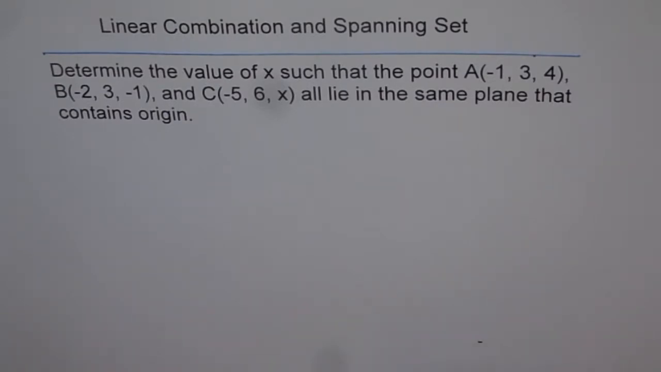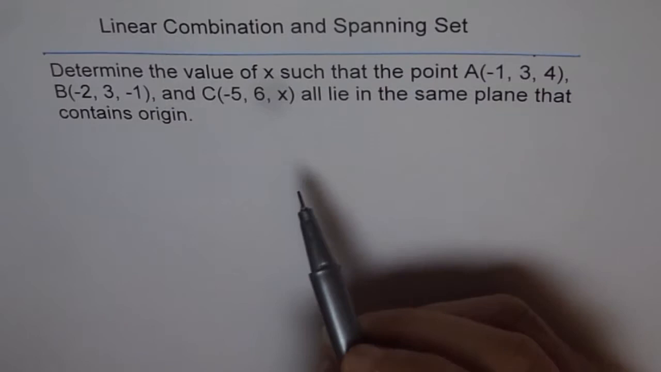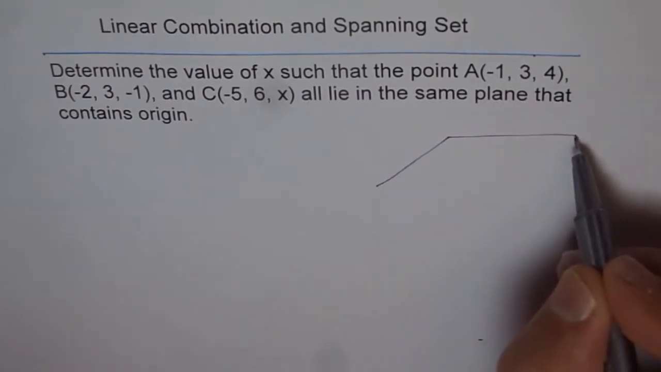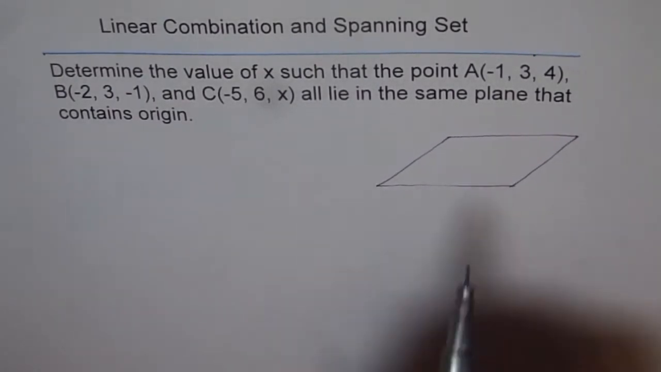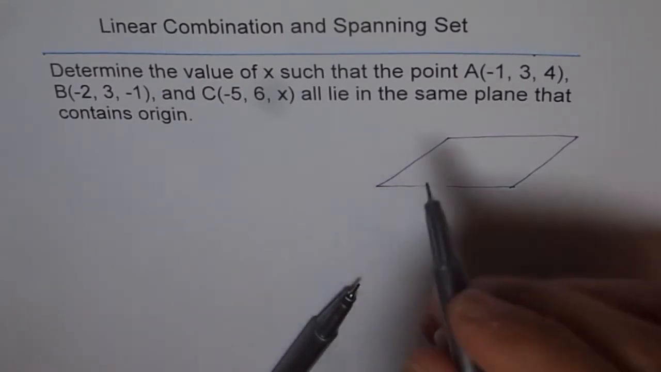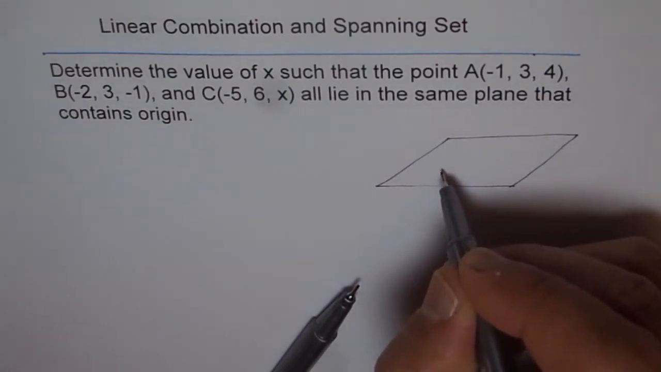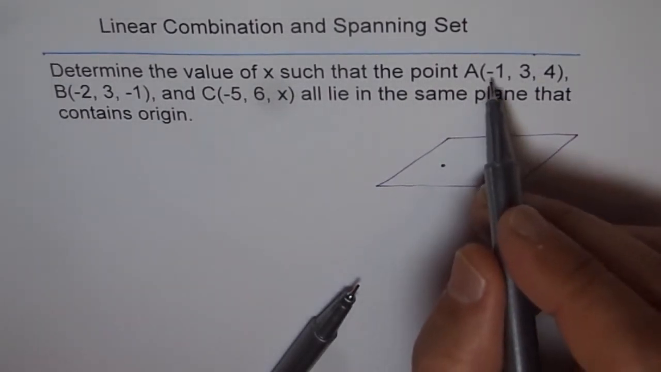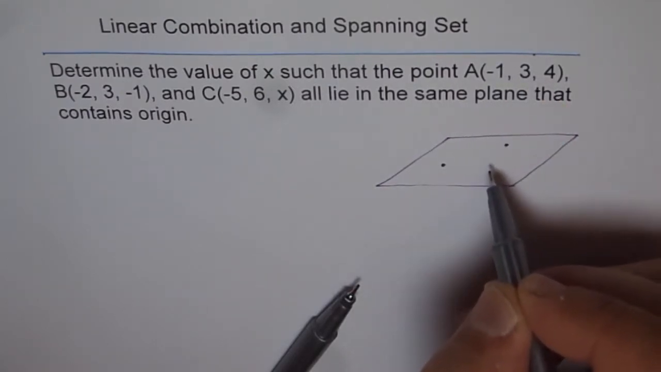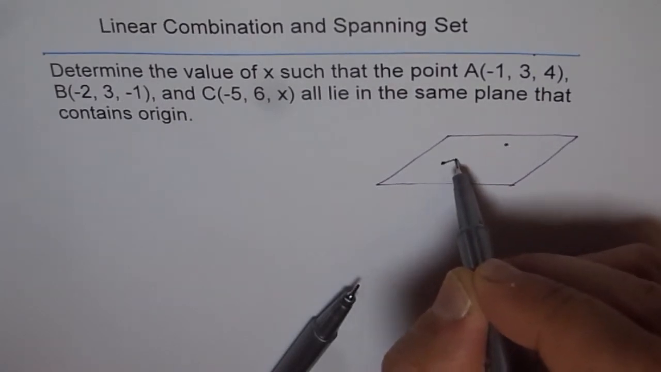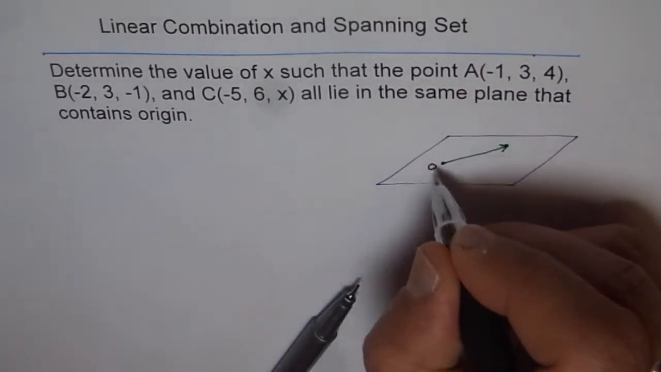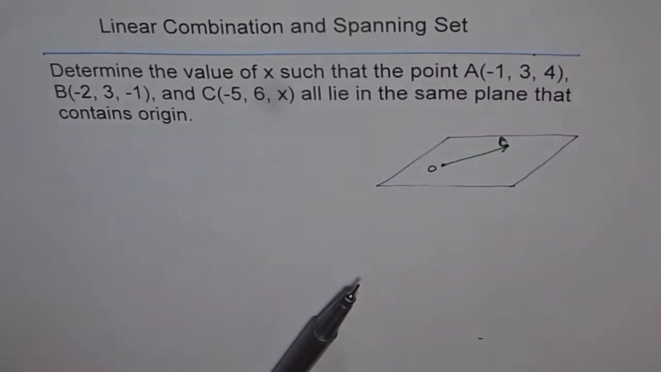Let's try to visualize what we are trying to say here. Let's say we have a plane, and in this plane we have these points. I'm not drawing an exact diagram, but I'm trying to show you that there is an origin here. So this is the origin, and this point (-1, 3, 4), let's say, is here. That is my point A. This becomes a position vector from O to A in this plane.